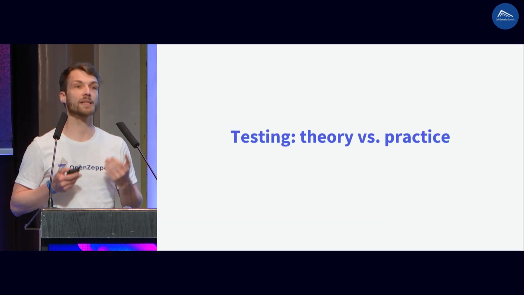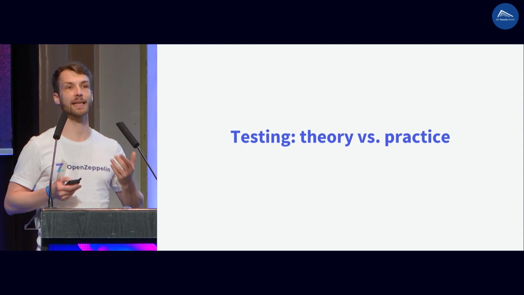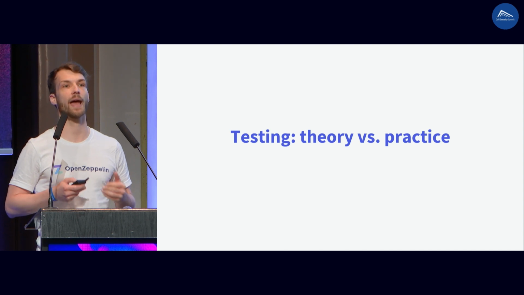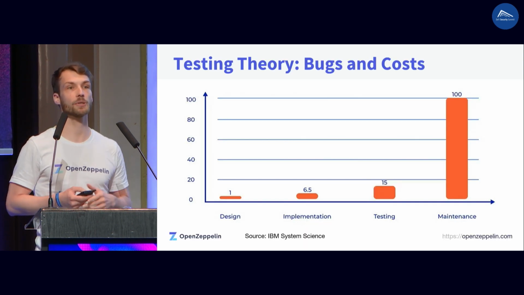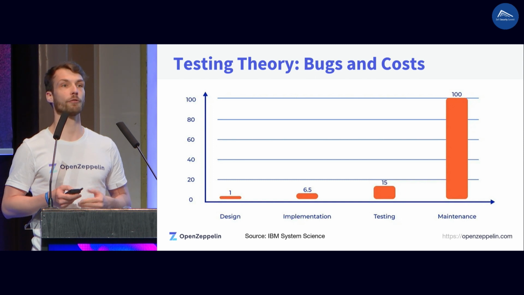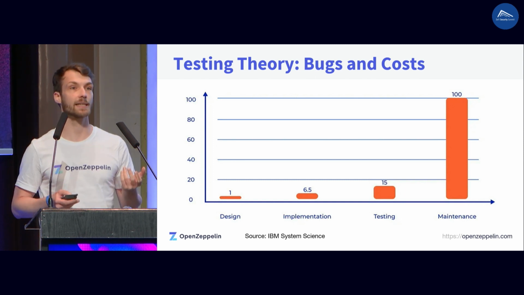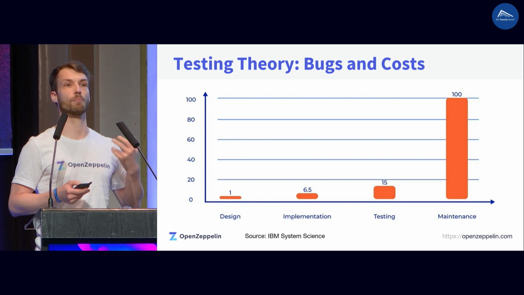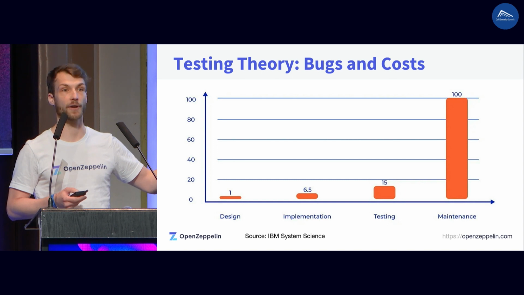But now I want to take an additional step back and wonder how testing looks in theory and in practice. In theory, the numbers provided by IBM say that we should invest a lot in testing because it really pays off. If you find something early, during the design phase, the implementation, or the dedicated testing phase, your cost is kind of moderate, and it really explodes in the deployment phase.